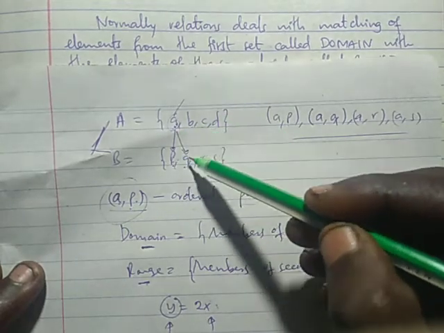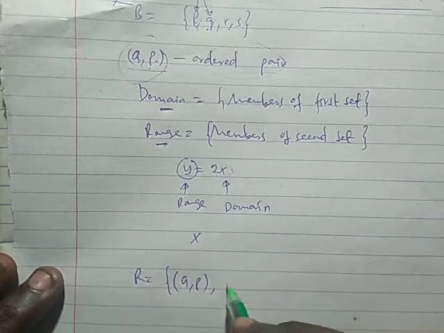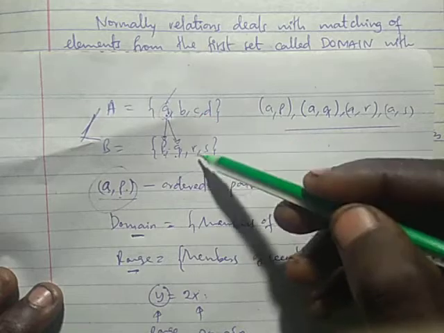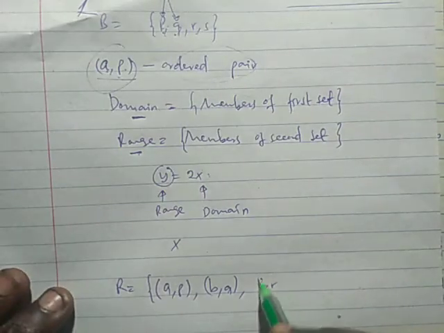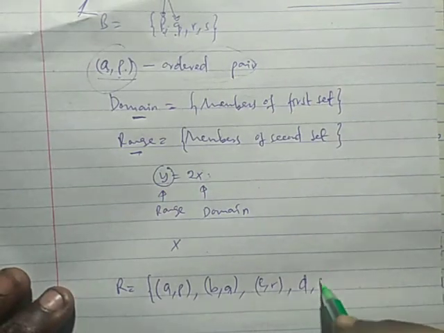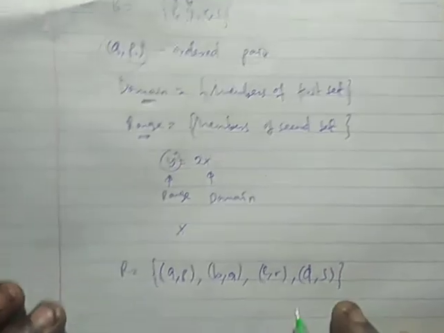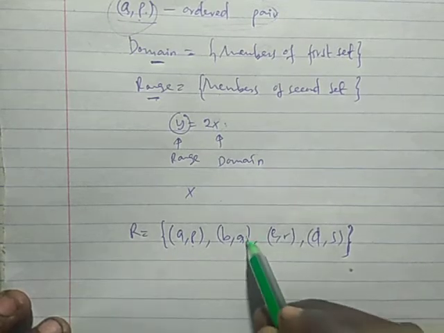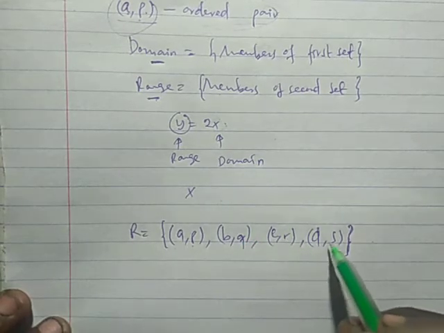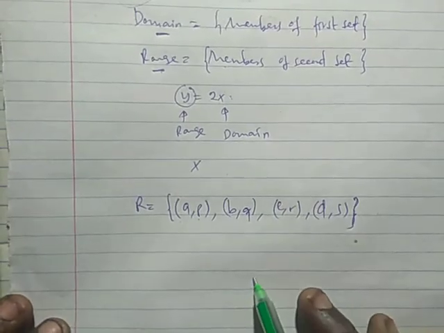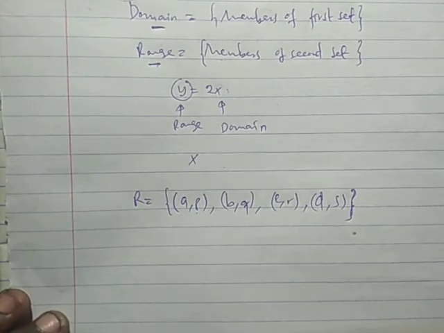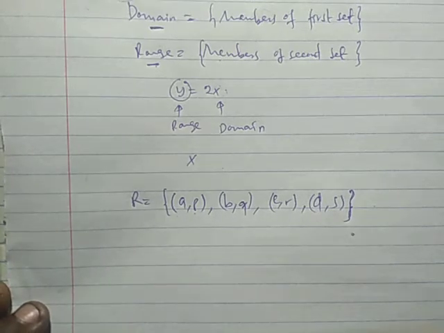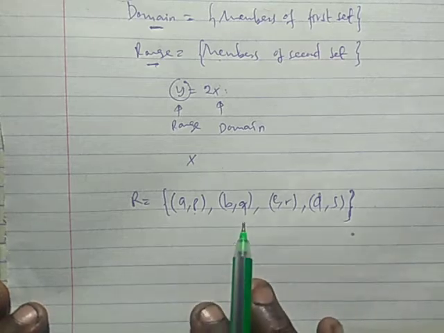From there tutakuwa tuna b, q. Mimi ndio nichukulie relation yangu ni b, q, and then niwe na relation c, r, and finally d, s. So this will be my relation. It will be the set of ordered pairs a, p, b, q, and then c, r, and d, s. This is the relation. So any relation in mathematics, any relation lazima iwe na members of the first set, which is domain, and members of the second set, which is range.